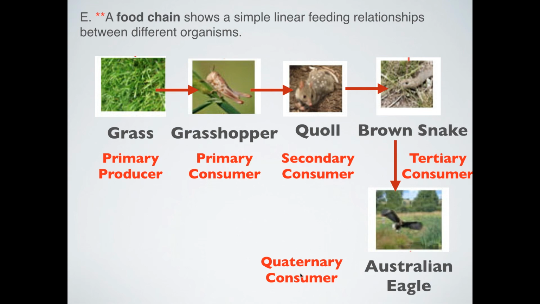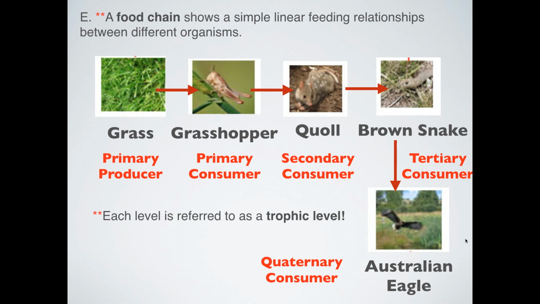Now notice the arrows. If you were drawing this, the arrows go from the primary producer all the way to the quaternary consumer. So the arrows are always going from the grass or from your primary producer. If you do it the opposite way and you were to flip all of these arrows, that would mean that your brown snake is consuming your Australian eagle, the quoll's eating the brown snake, the grasshopper is eating the quoll, and the grass is eating the grasshopper. And that's totally wrong.